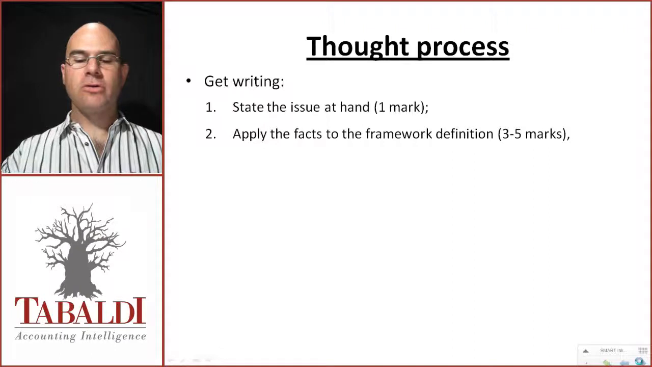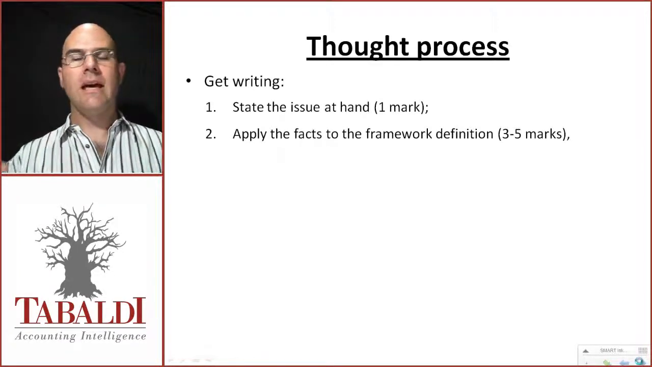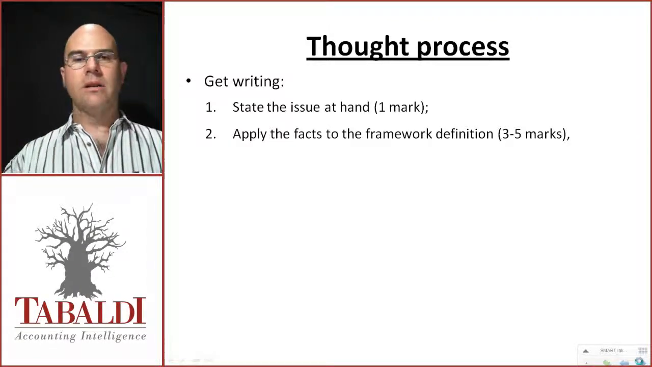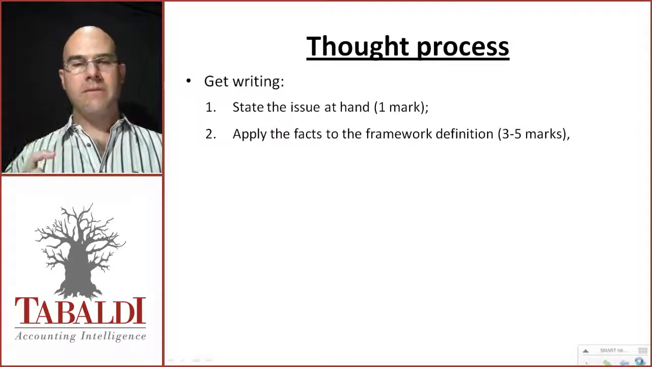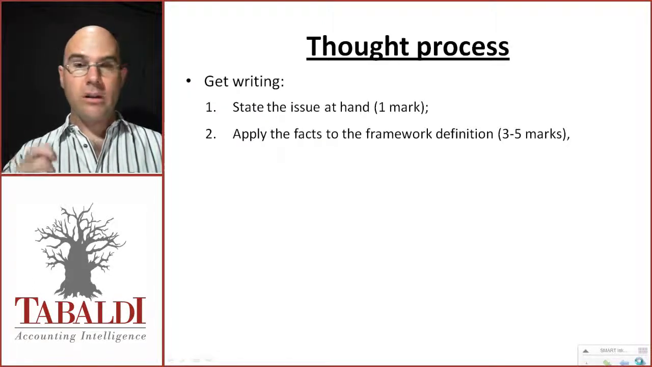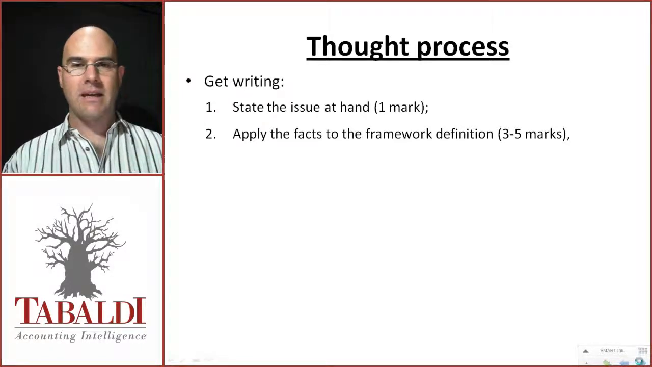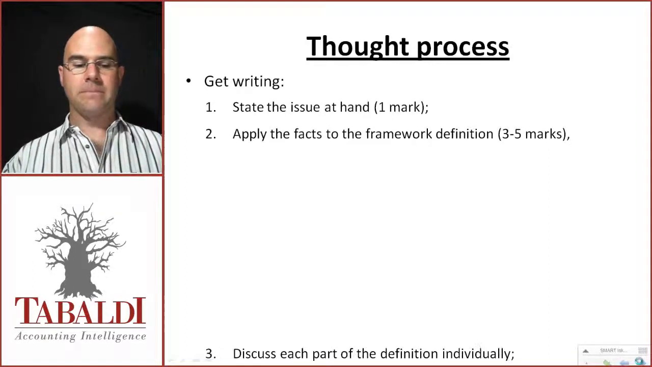Then apply the facts to the framework definitions. So actually write out the definition of an asset. Point 1, resource controlled by the entity. Apply the facts to that point, or to that subheading. Past event. Apply the facts to the past event. Third point, future economic benefits expected to flow to the entity. Apply the facts from the question to that subheading. Now that's usually 3 to 5 marks for the application, mind you. Sometimes they are quite kind and give you half a mark per each of the subheadings. Don't ever take the chance of ignoring the application.